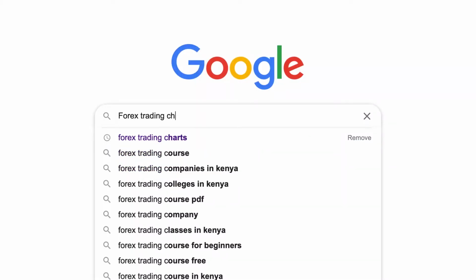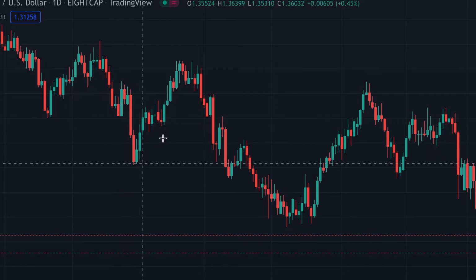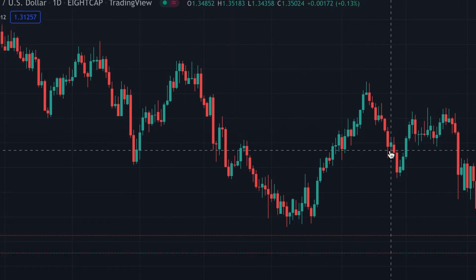Suppose you're new to Forex trading and you go online to learn more. The first image that shows up is this one. So it would be very easy to get overwhelmed by the many numbers and the random bars that look like mountains. This is a Forex chart, and in this video we're going to learn how we can read it and understand it.